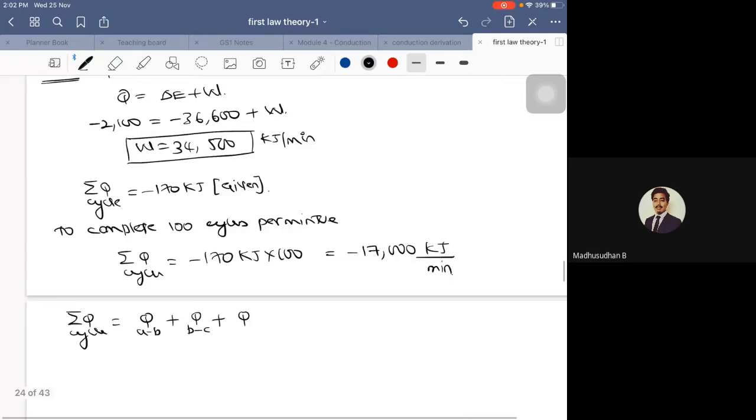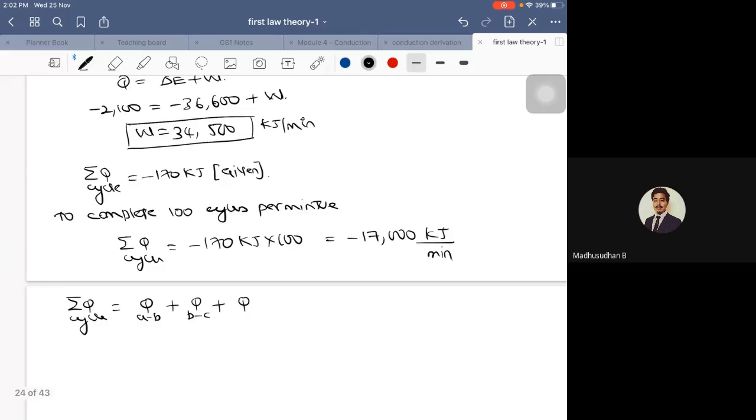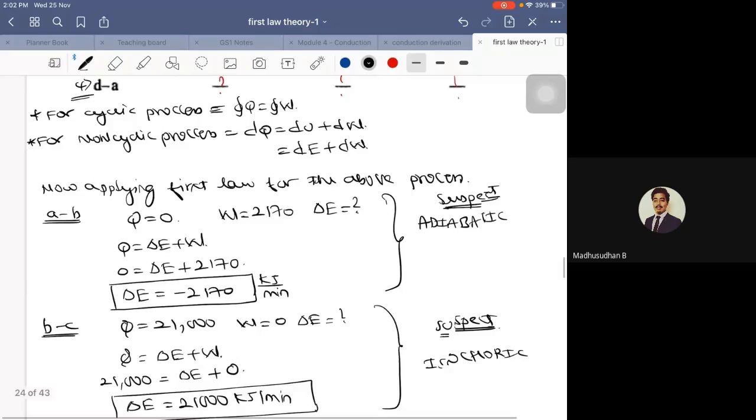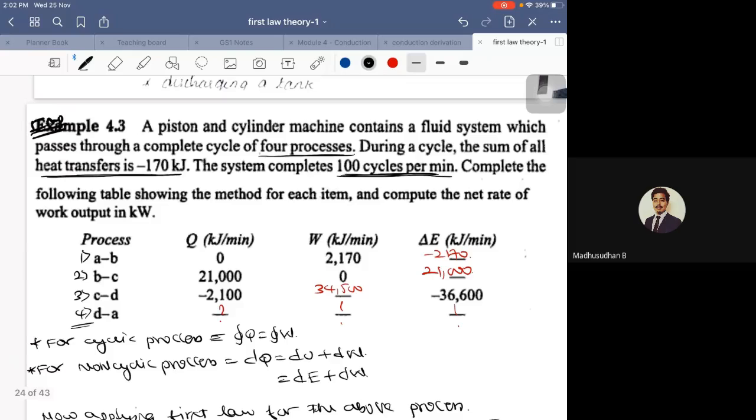Okay, so that is the thing. Sigma Q of a cycle is nothing but Q A to B plus Q B to C plus Q C to D plus Q D to A. So this is what the sigma Q of a cycle means, right? That value is minus 17,000 kilojoules per minute. Q A to B, I think you have calculated. Every time I have to look, just take a screenshot and help me with the values while substituting.